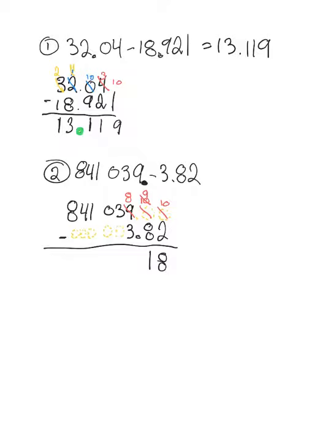8 minus 3 is 5, but don't forget, you have to bring down the decimal point. You have to. And 3 minus 0 is 3, 0 minus 0 is 0, 1 minus 0 is 1, 4 minus 0 is 4, 8 minus 0 is 8. So therefore, 841,039 minus 3.82 would equal 841,035.18.